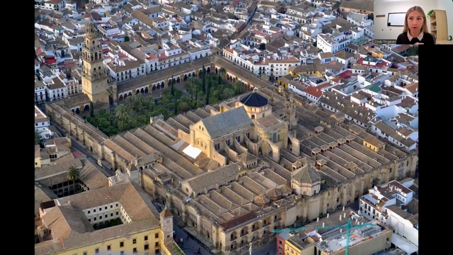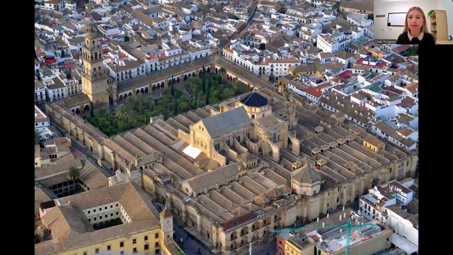A couple of things that I'll point out that I hope you notice: first, a huge courtyard area, right? The sahn, very emblematic of mosque architecture. Very often we're going to see this large courtyard. So this is the sahn, or the courtyard.